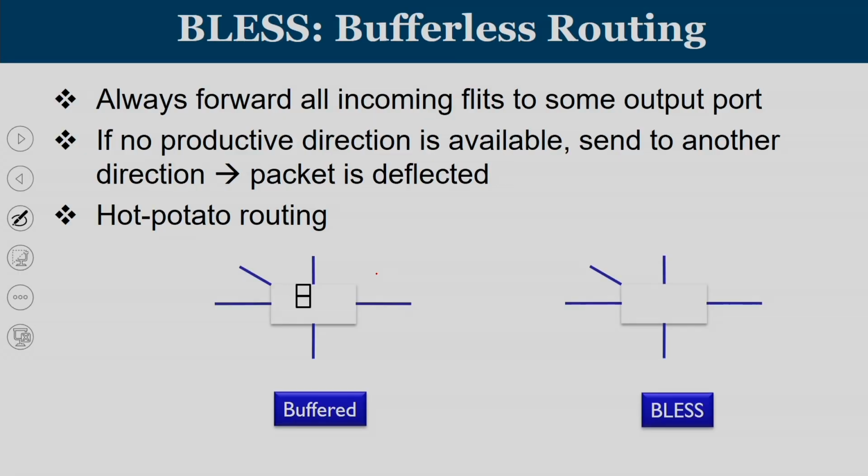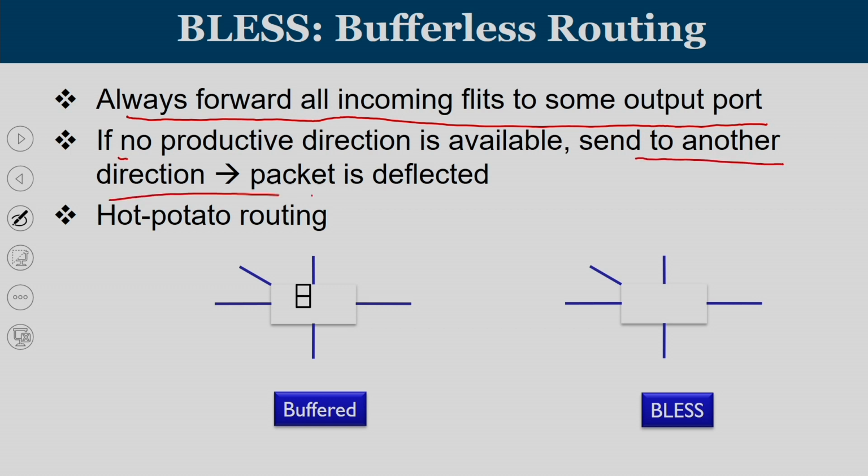Let us try to understand bufferless routing from a different perspective. So, what happens? Always forward an incoming flit to some outgoing port. That is the idea. Whatever flits you are going to receive, these flits have to be forwarded to some output port. If no productive direction is available, then send that flit to some other direction. That is what is called a deflected flit, and this concept is also known as hot potato routing.